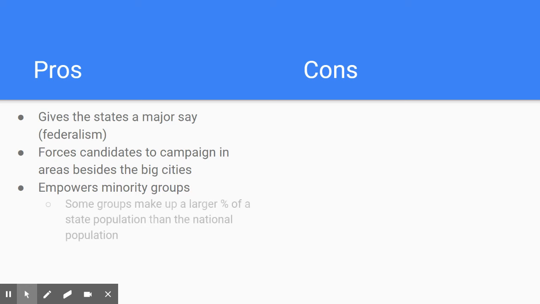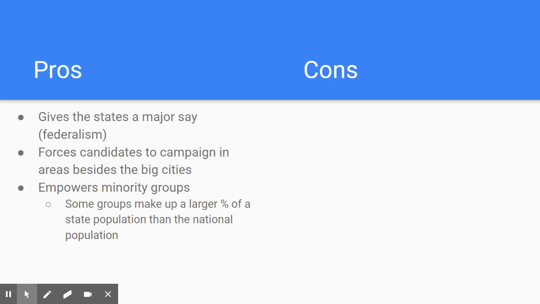It definitely empowers minority groups, as we previously talked about. Some minority groups make up a larger percentage of the state population than the national population. So, for example, Hispanics make up a larger percentage of the population in Arizona than they do nationally. And Arizona has a lot of electoral votes. So a candidate might have to work harder to get the votes of those minority groups because they're critical to winning a particular state.